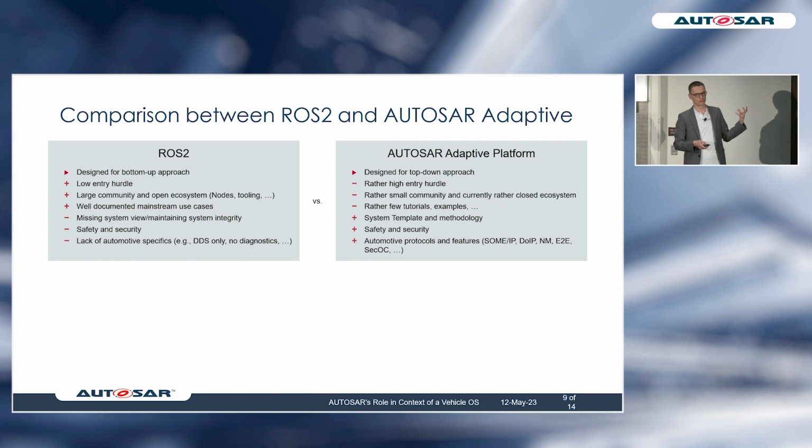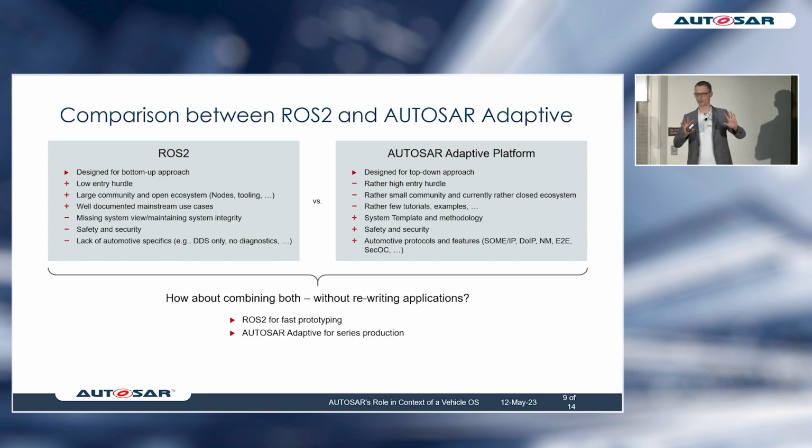And the same holds true for the automotive ecosystem and the automotive protocols. We are talking about network management, diagnostics, SOME/IP, all these things we have learned and loved in the past. They are available in the Autosar ecosystem, but not in the ROS ecosystem. And if you have a look at that, maybe there's the question, hey, how about combining both? We have two ecosystems, two different sets of properties. Why not somehow bring them together?